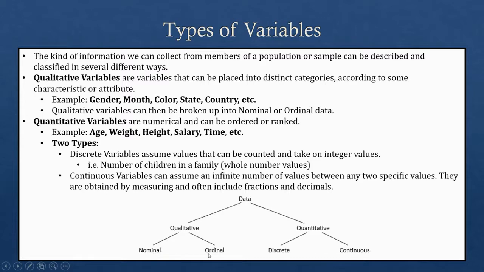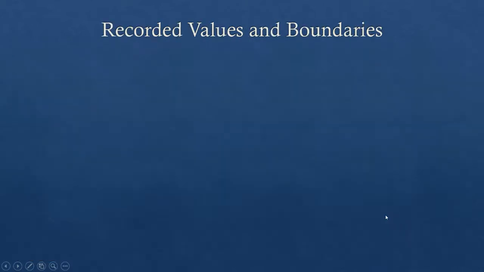And again, we're going to get into nominal and ordinal here in a bit. But for now, all data can be classified as qualitative or quantitative, and then each one can be broken up a little bit further. So when we go out and record numeric data, there are two ways that we can write numbers. We can measure numbers or we can record numbers.